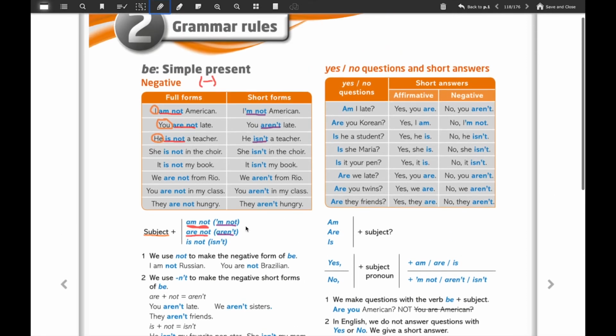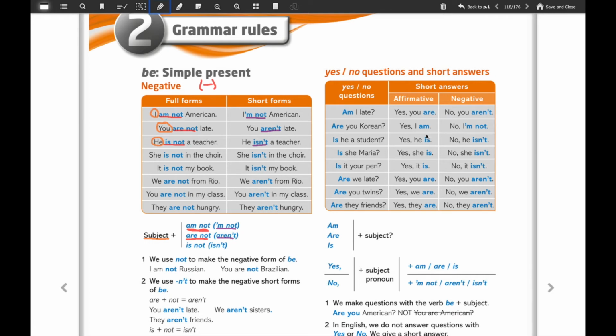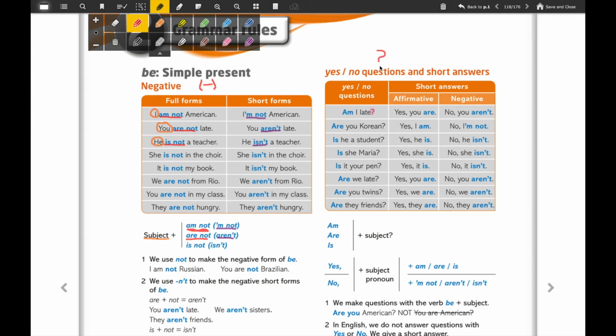So, now we're going to do this part, that is yes, no questions and short answers. It's the same content, you're going to use the same words, but now we're going to ask. As you can see here, we have questions. Miss, how can I identify a question? Okay, very simple. You have it here in the question mark, okay? So you can put here question, and I am going to use a big question mark, okay?